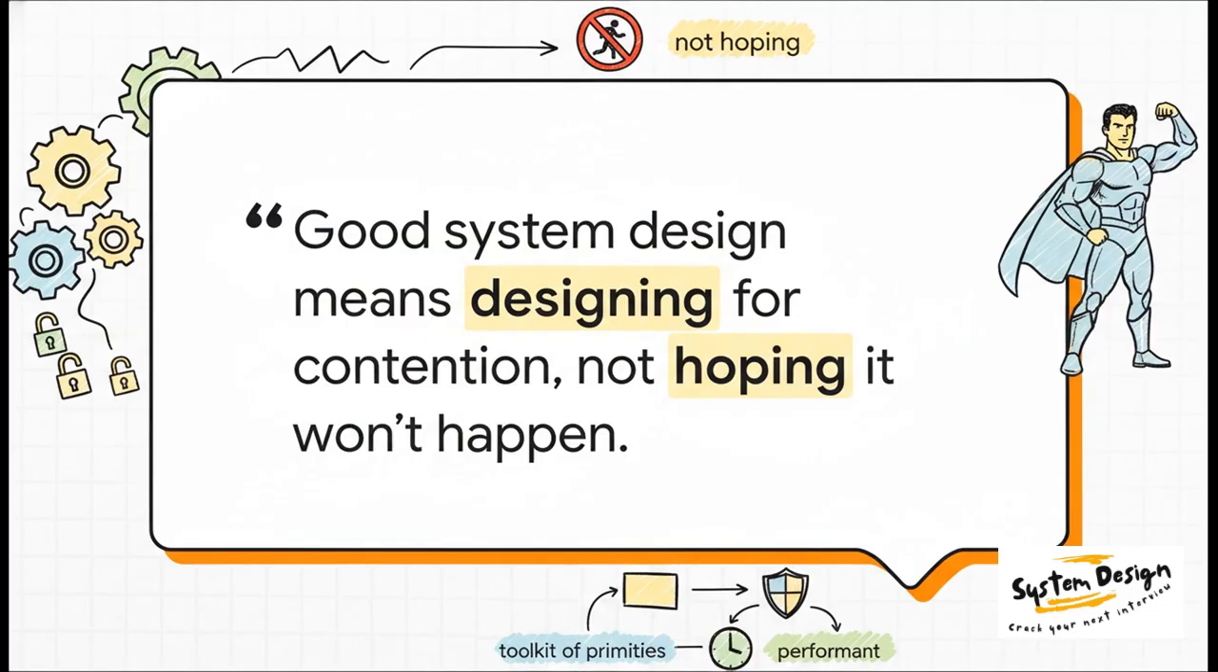Because at the end of the day, good system design means you design for contention. You don't just cross your fingers and hope it won't happen. By really understanding this toolkit, you are equipped to build systems that are not just correct, but robust and fast. If you can master these primitives, concurrency stops being this scary, complex thing, and it starts to feel like a superpower.